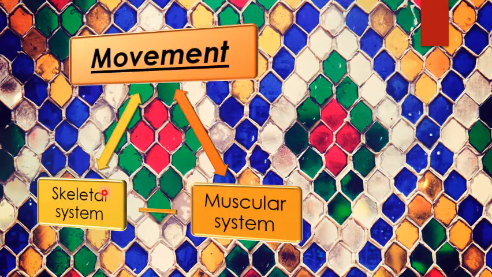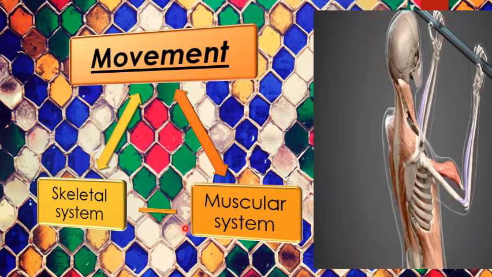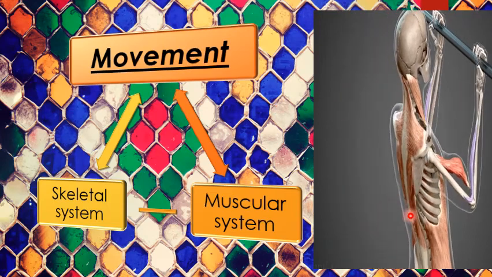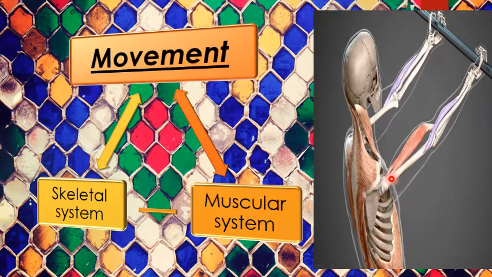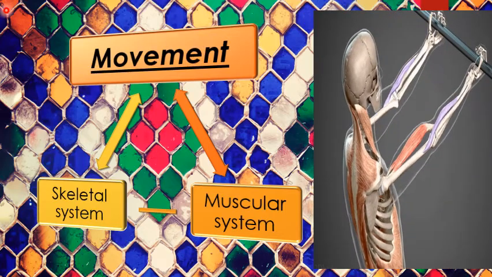The name of the chapter is How We Move. It means we are going to learn about movement. For movement, we need our skeletal system and muscular system. These two systems of our body work together to make the movement possible. As in this picture you can observe the human skeleton and the muscles, how they are working together to make the movement possible.